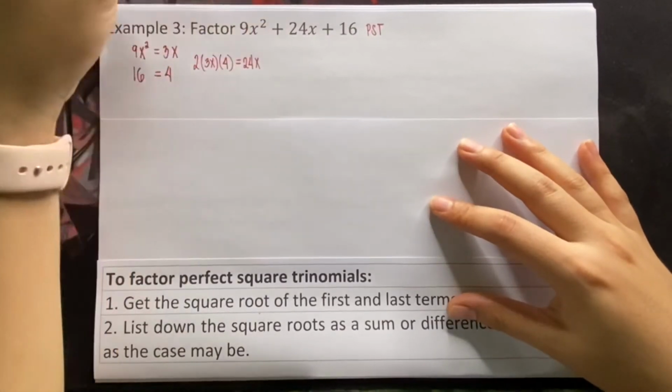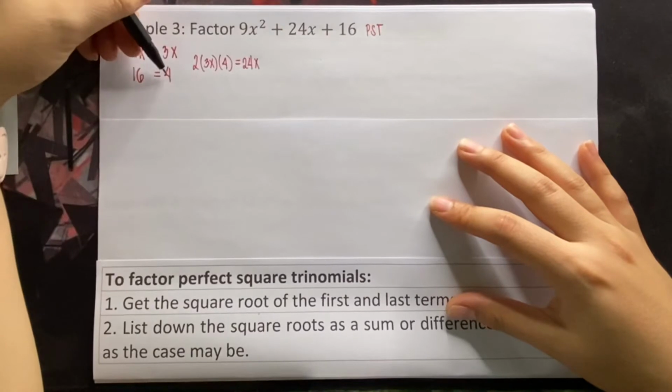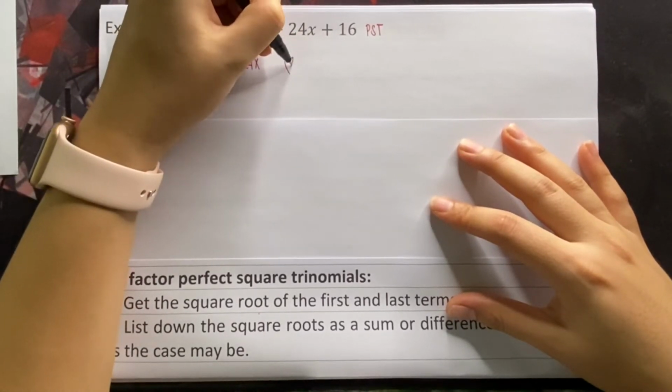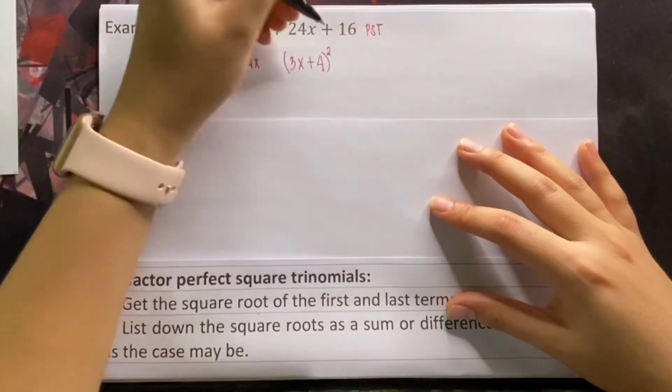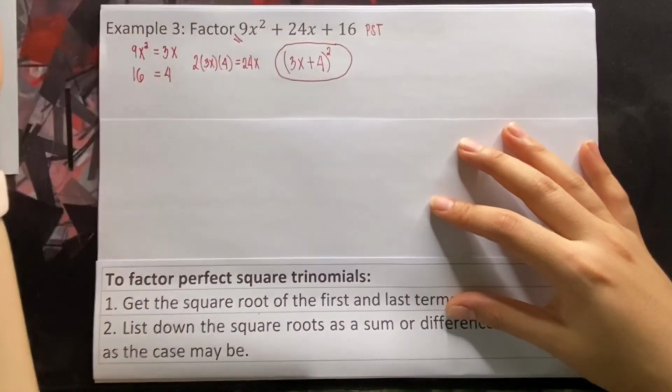Now, the square root of 9x squared is 3x, and the square root of 16 is 4. Therefore, the answer is (3x + 4) raised to 2. That is the factorization of this given.